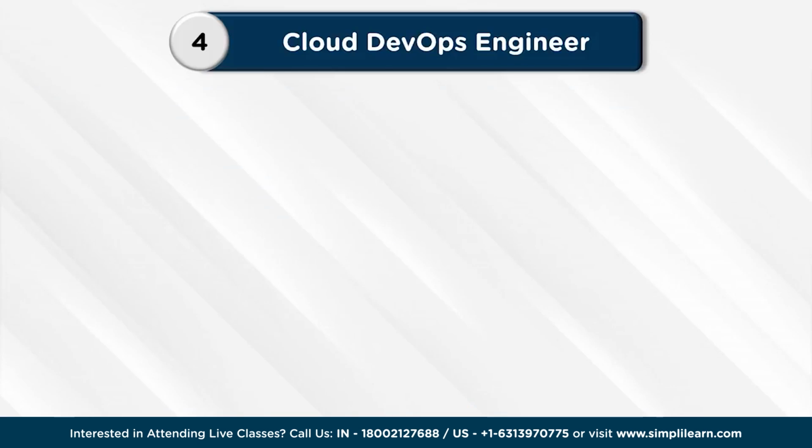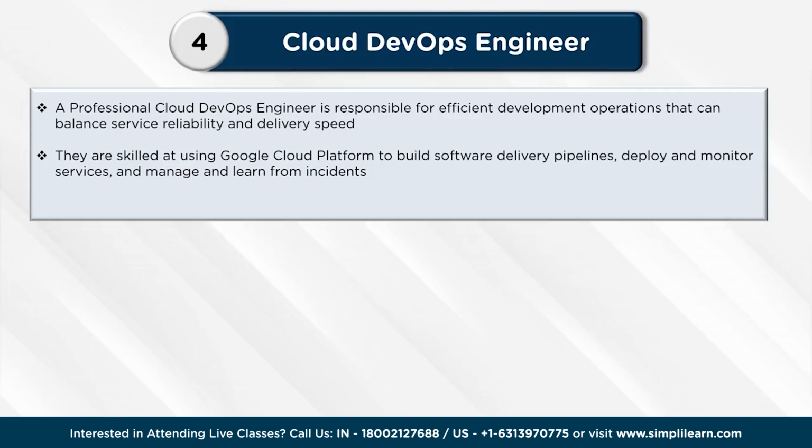If you look at DevOps, this is for people who have had DevOps experience working with different technologies. So this DevOps engineer is responsible for efficient development operations that can balance service reliability and delivery speed. They are usually skilled in DevOps kinds of activities, and especially using GCP to build software delivery pipelines, deploying, monitoring services, managing, and learning from different kinds of issues or incidents.